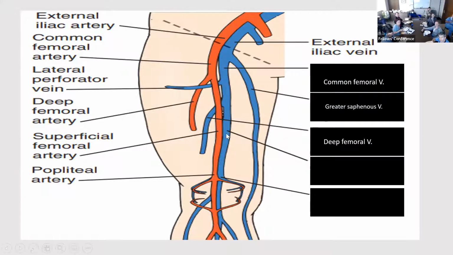Here. Superficial. The vein formerly known as the superficial. Yes, that's right. Our friend formerly known as the superficial femoral. So this is the femoral vein. And then lastly, popliteal. Very good. So we want to be able to look at an ultrasound and identify what vessel it is. And these are really the five that you're going to look at, with one inclusion here, which is the lateral perforator.